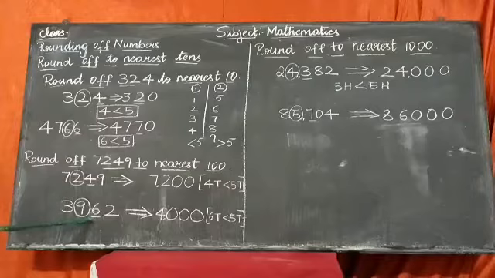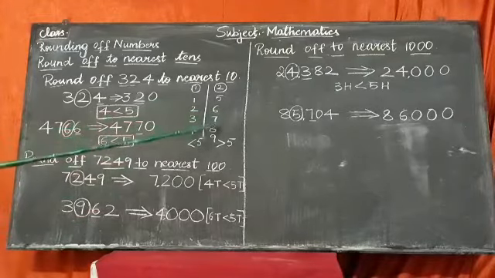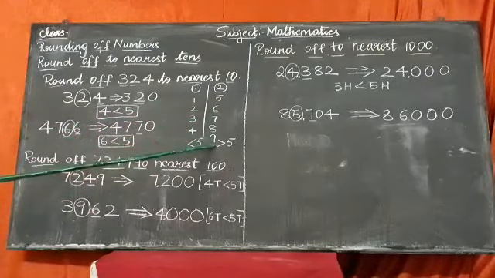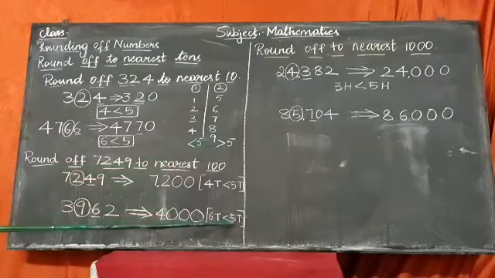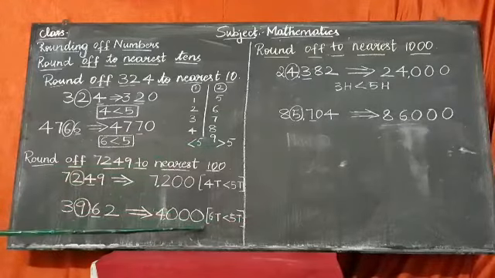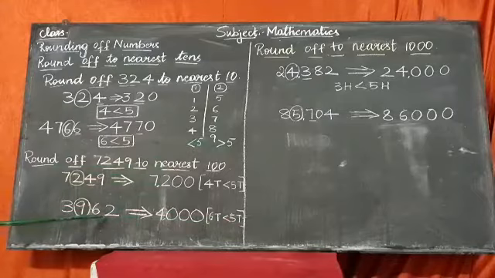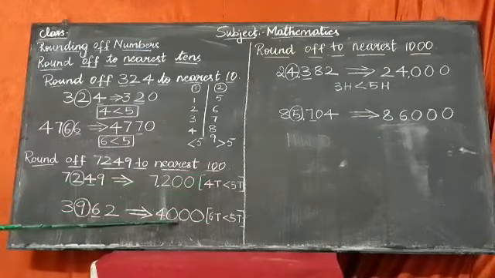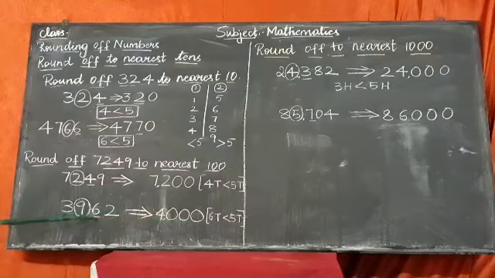We should compare the tens place. Here 6. Is 6 lesser than 5 or greater than 5? Yes, 6 is greater than 5. 5 tens is lesser than 6 tens. So here ones place becomes 0, and tens place, which is 6, also becomes 0. But we should round off to hundreds place, so we are increasing the number in hundreds place.